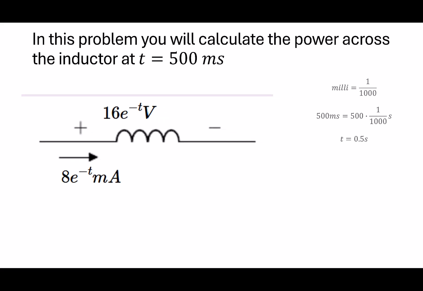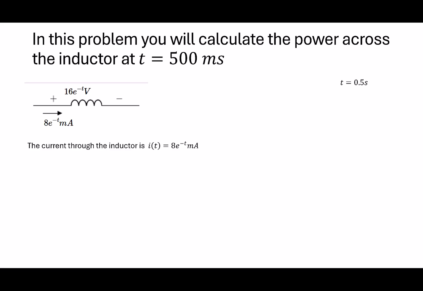Now we're ready to look at the current through the inductor. We're given that the current is 8e to the negative t milliamps. As a reminder, e is a number. It's about 2.71828. You will find this number on scientific calculators, and I'll show you what that looks like.